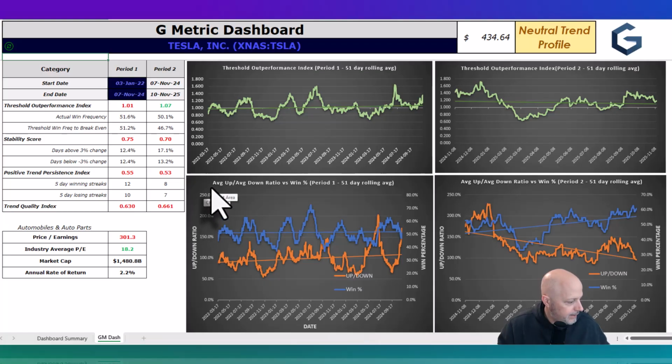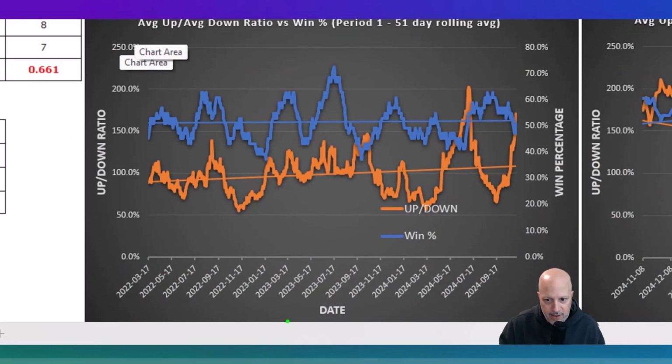All right, and let's zoom in now to these next charts. I have a few more charts to go through. On these charts here, I'm looking at 2 things. I'm looking at the win percentage, so just basically how often the stock is going up versus how often it goes down, and that's in the blue. And then in the orange, I'm looking at the size of the ups and the size of the downs, both of those over a 51-day rolling average.